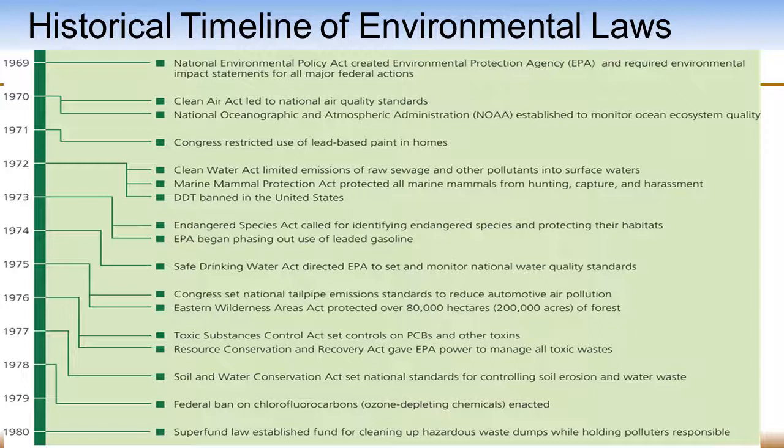In 1972, the Clean Water Act was passed, and this law focused primarily on any kind of wastewater treatment facility, whether it was a municipal wastewater treatment facility or an industrial wastewater treatment facility, to make sure they were treating their sewage properly before discharging the treated wastewater into streams. This was also the same year that DDT was banned in the United States.